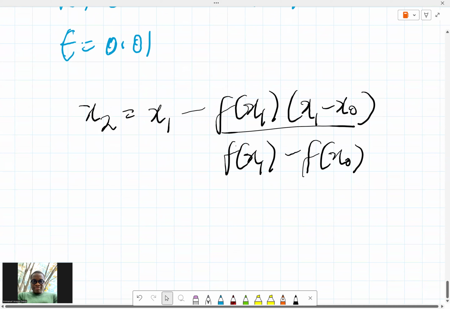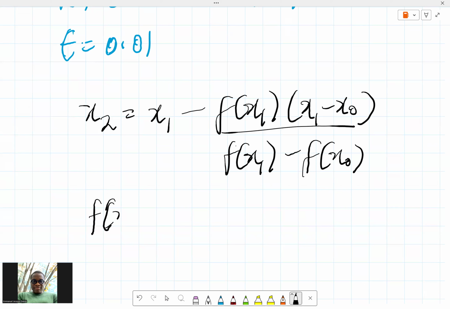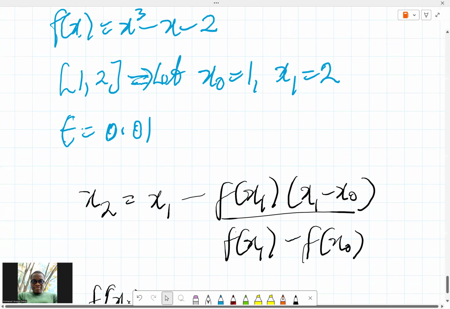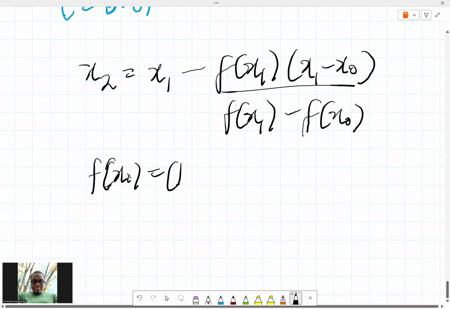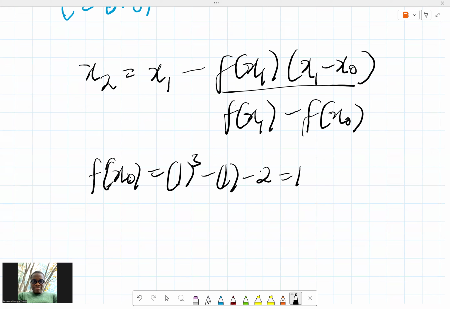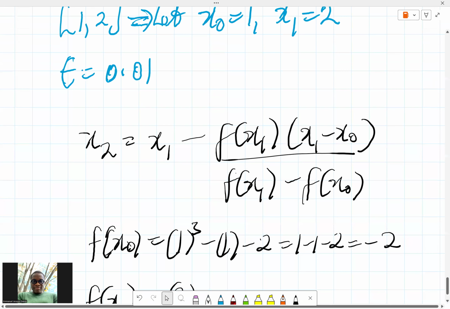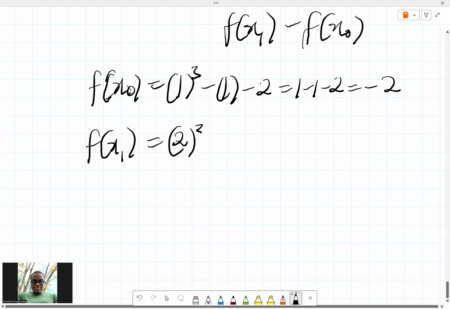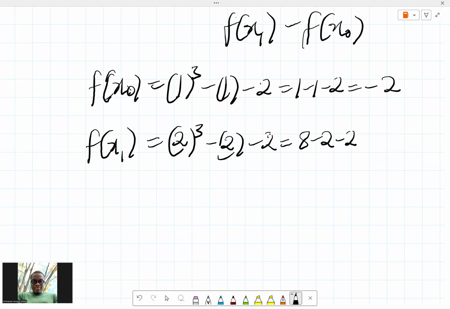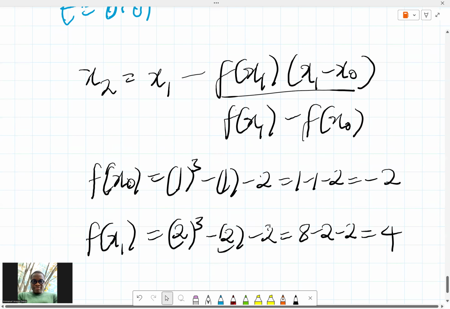So here, f of x0 is going to be equal to x cubed minus x minus 2. x0 is 1, so we have 1 raised to power 3 minus 1 minus 2. That is 1 minus 1 minus 2, and the answer is minus 2. And then f of x1, where x1 is equal to 2, is 2 raised to power 3 minus 2 minus 2. That is 8 minus 2 minus 2, which is equal to 4. Those are the things we need.